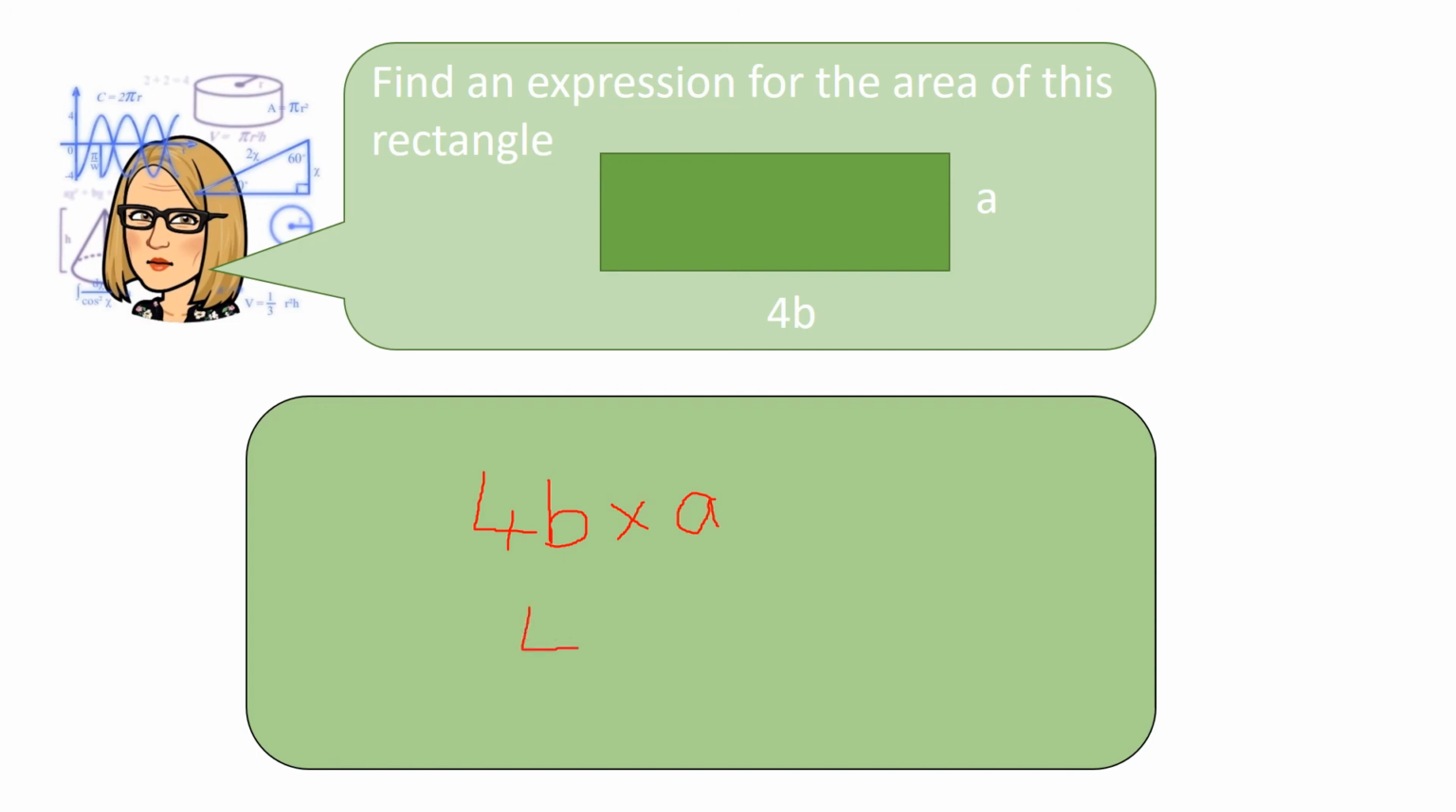So I can do 4B, A. That could also be written as 4AB. It looks a little bit neater to have the letters in alphabetical order, and with multiplication, it doesn't matter what order they come in, but they all mean the same. All of those expressions that you've got there, 4B multiplied by A, 4BA, or 4AB, all mean exactly the same thing.